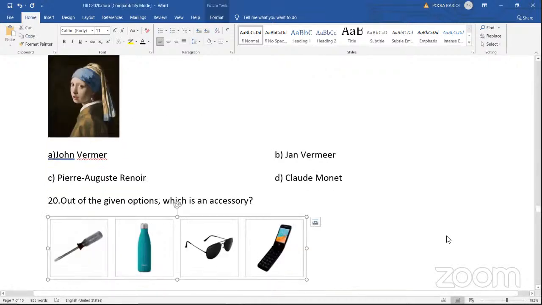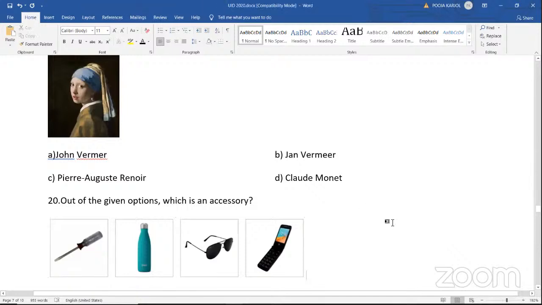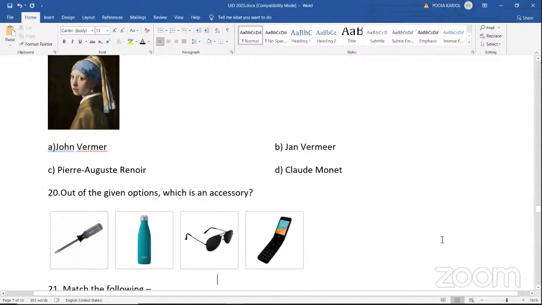Okay, see this one. Out of the given options, which is an accessory? C is quite obvious, okay? The definition itself means it can be added to something or someone to make it more attractive or useful. So it's not a necessity exactly. So the obvious option is C, the third one.